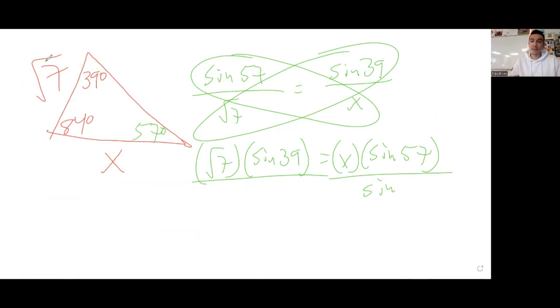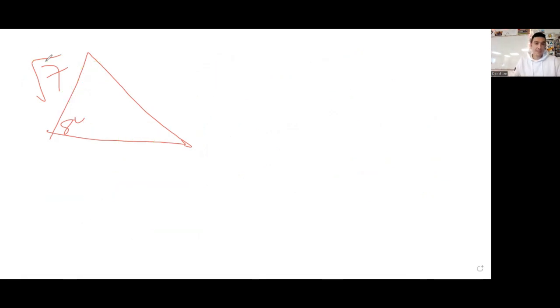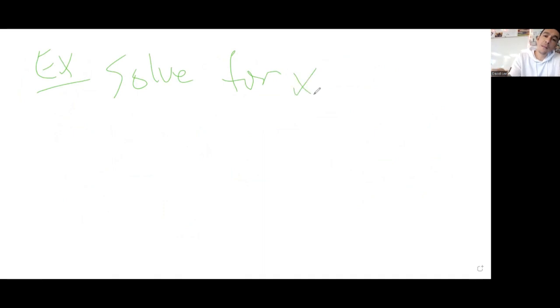Last example here on this video. Last example. The goal is, so let's jot down the goal. Example, solve. Let's go with x again. Solve for x.